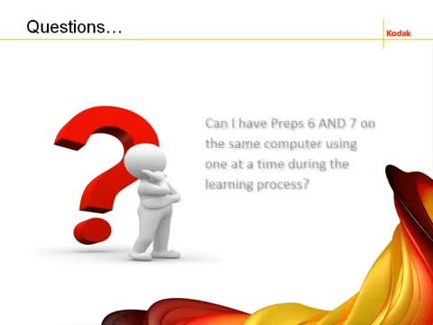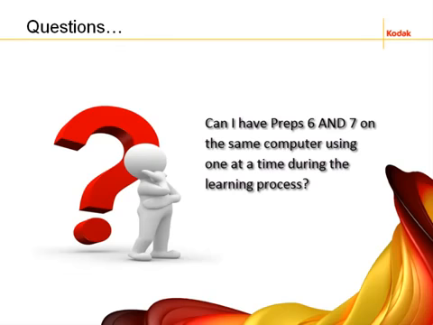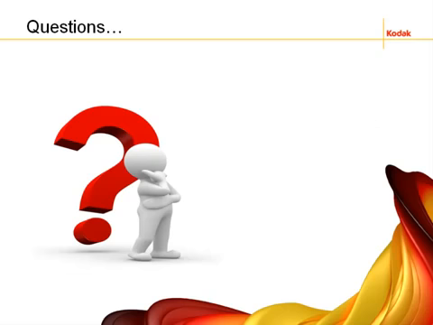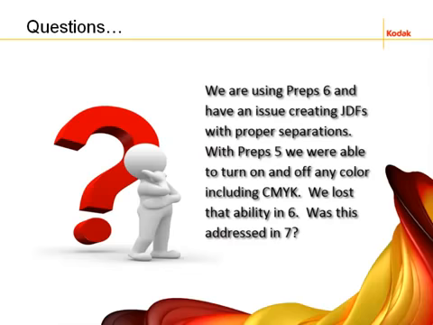Okay. Can I have PREP 6 and 7 on the same computer using one at a time during the learning process? Yes. We are using PREP 6 and have an issue creating JDFs with proper separations. With PREP 5, we were able to turn on and off any color, including CMYK. We lost that ability in 6. Was this addressed in 7?